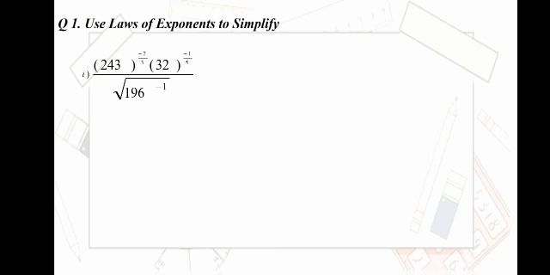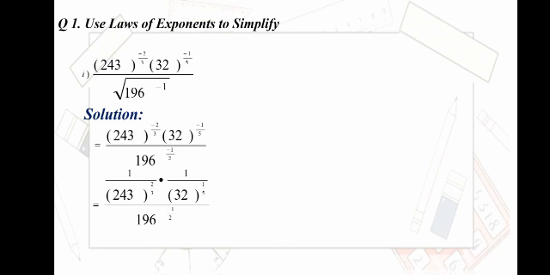First part is 243 raised to power minus 2 by 3 times 32 raised to power minus 1 by 5 over square root 196 raised to power minus 1. For the solution, 243 raised to power minus 2 by 3 into 32 raised to power minus 1 by 5 will remain same. Over there was the square root. Square root value is equal to 1 by 2. So when 1 by 2 is multiplied by the inner power minus 1, it will become minus 1 by 2.